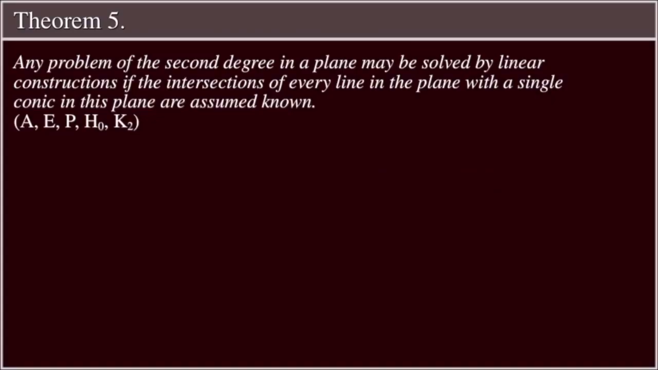Theorem 5. Any problem of the second degree in a plane may be solved by linear constructions if the intersections of every line in the plane with a single conic in this plane are assumed known. Assumptions A, E, P, H0, K2.